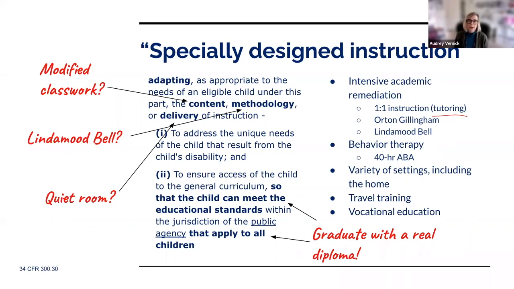And on the right are some ways in which that specially designed instruction might look: intensive academic remediation, which is tutoring, a specific methodology, behavior therapy, for example. Is it in a variety of settings, including in the home? Can the child do this skill everywhere, not just at school in one room? And then travel training, vocational education, et cetera.